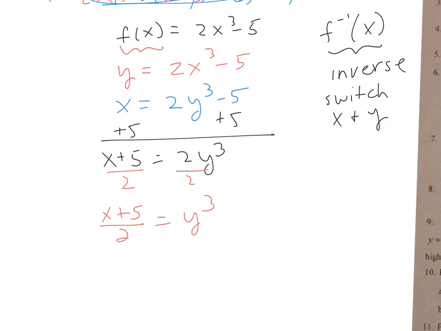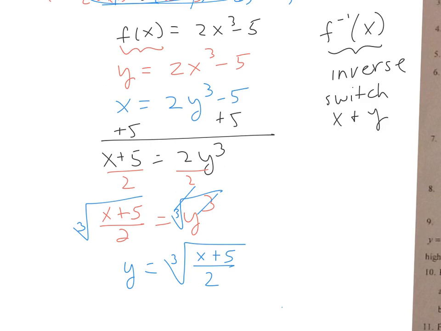Now, how do we get rid of a third? The third power, we take the third root of both sides, the cube root. So those they cancel each other out. So I get y is equal to the cube root of x plus 5 all over 2. And I want to write it using inverse notation. So that's the inverse of f of x is equal to the cube root of x plus 5 all over 2.